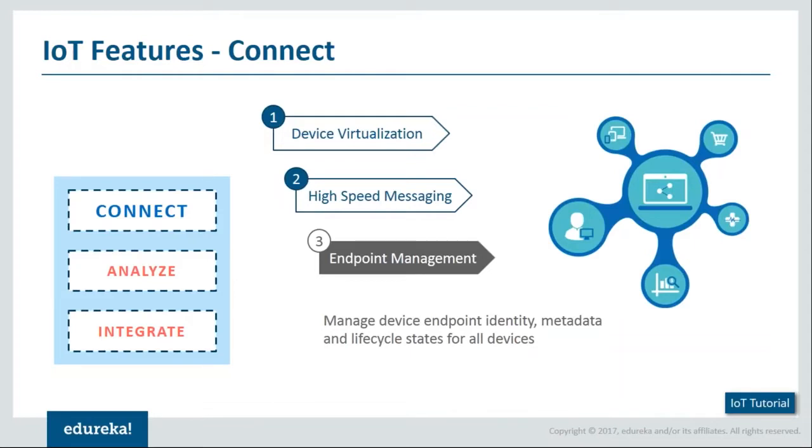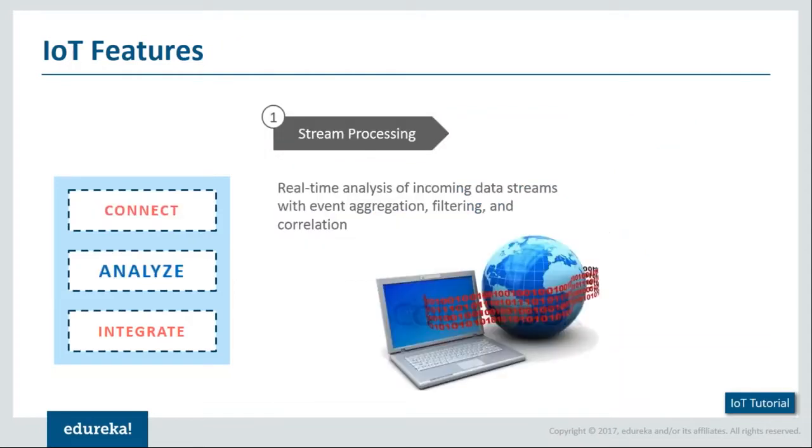Now the next feature is Analyze, and the first thing that you need for analysis is stream processing. If the data coming from the device is not on a real-time basis, then my system is of no use. There's no use if I tell my system to switch on the AC at my home and by the time I reach there the AC is not even turned on; then it's a failure of my system. So real-time analysis of the incoming and outgoing data must be done with respect to different aggregations, filtering, correlations, processing and so forth.